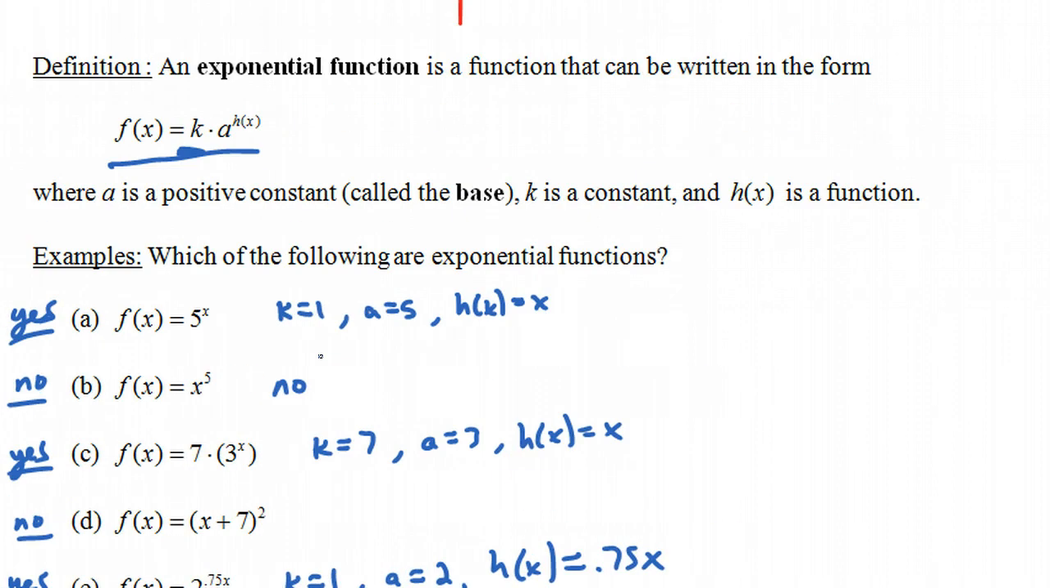Now the book doesn't really use this definition, but it just gives you the basic idea of what an exponential function is, but essentially this is what it is. It has to have this form to be an exponential function.